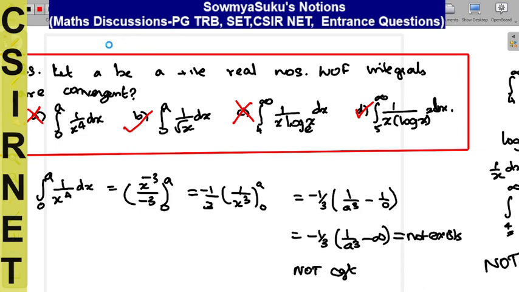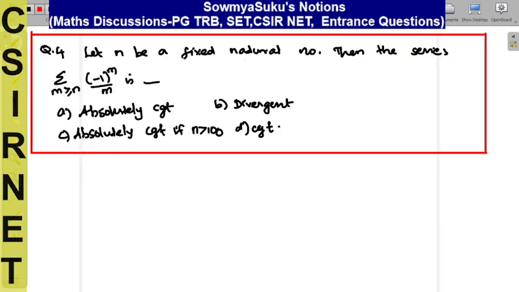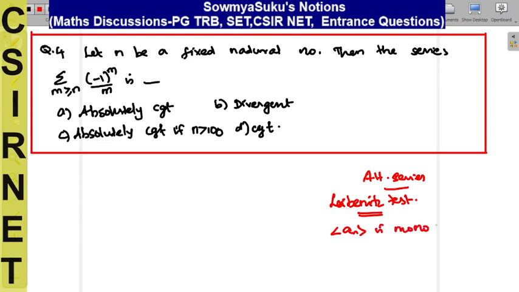Next question, question number 4. Let n be a fixed natural number, then the series summation m greater than or equal to n of minus 1 the whole power m divided by m is dash. So this is an alternating series, and for an alternating series we have to use the Leibniz test. We know that for the Leibniz test, if the sequence an is monotonically decreasing and the limit of an as n tends to infinity equals 0, then the corresponding series is convergent. Here I am taking am equal to 1 by m.